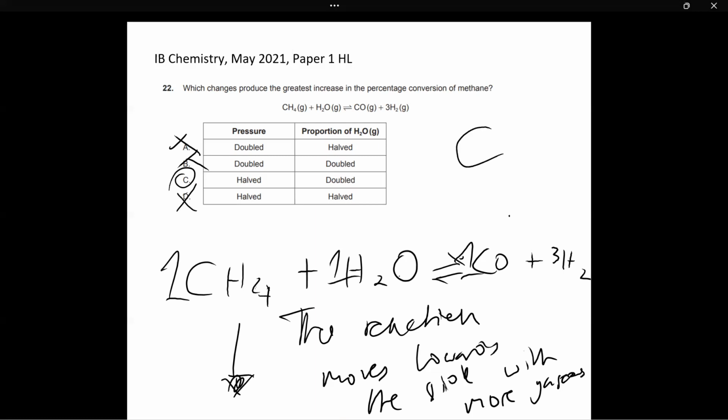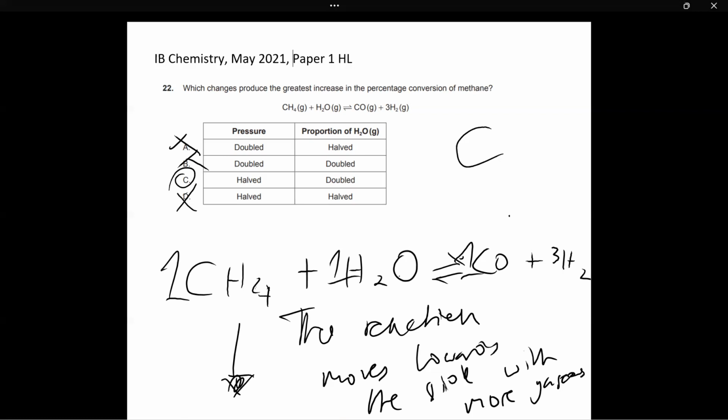I'm just going to do a quick recap of what I have said. Pressure, when increased, pushes the equilibrium towards the side with fewer gaseous molecules. However, when pressure is decreased, it pushes the equilibrium towards the side with more gaseous molecules. In our case, the side with more gaseous molecules is our products, and our products is what we want to produce. So we halve the pressure, we decrease the pressure.